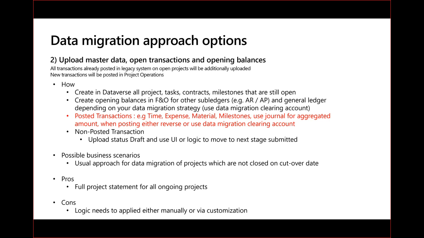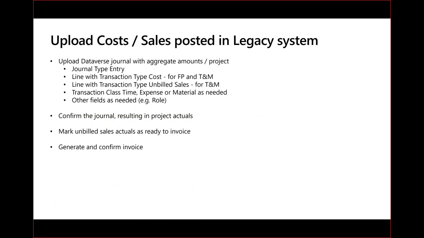And basically, we're going to demonstrate that shortly after. So how does it work? I'm going to create now a Dataverse journal with aggregated amounts per project. I'm not saying that if we have a lot of projects we should only create one journal, but typically we would have a journal with a number of lines.